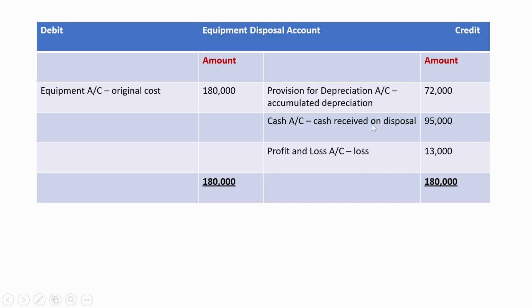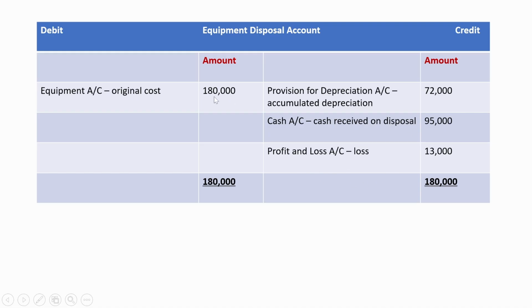So remember, in the question, cash received on disposal was 95,000. When you receive this cash, you are going to debit your cash book. You are going to debit your cash account or your bank account. Because you have debited there, here you credit. So you credit, you call it cash account, and this is the cash received on disposal, 95,000. Those are the only ones you record. The other one is just a balancing figure.